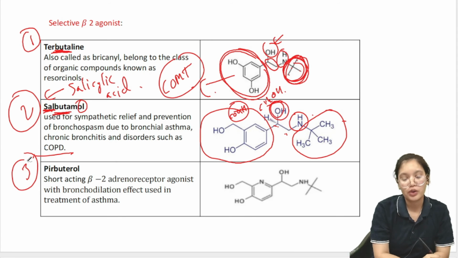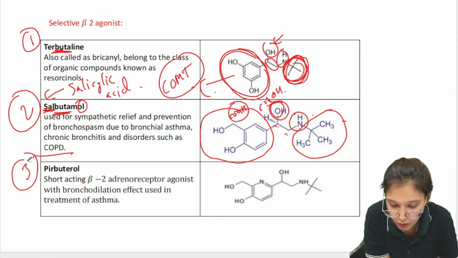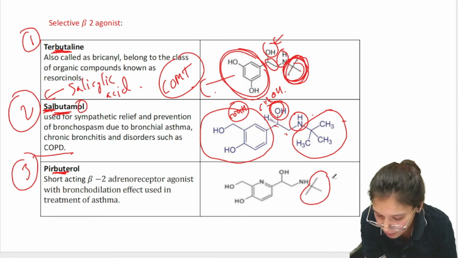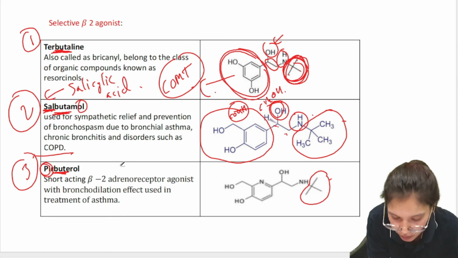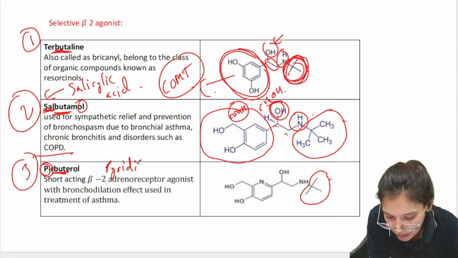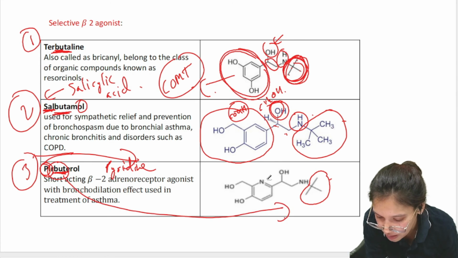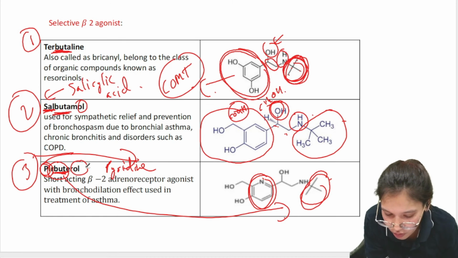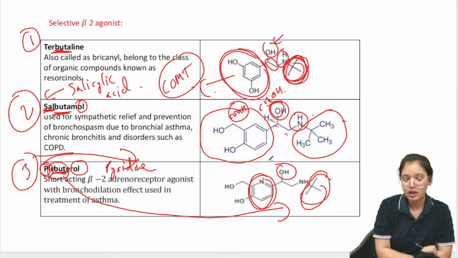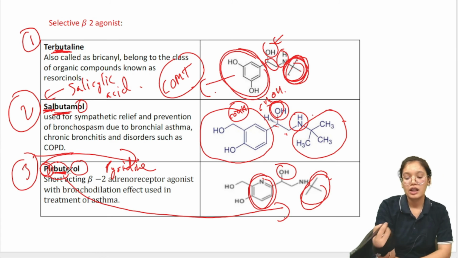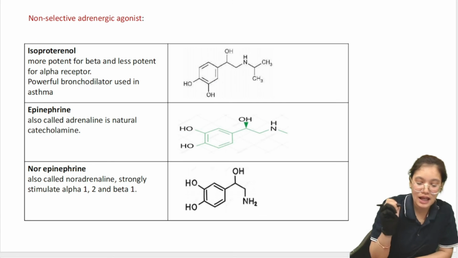Now pirbuterol. From pirbuterol we again have a bute here. From pyr we can say pyridine, and from bute we have a butane. So we have a pyridine ring here, a butane group here, and we have OH here. So we can simply remember the structure of pirbuterol. It is also used in the treatment of asthma.